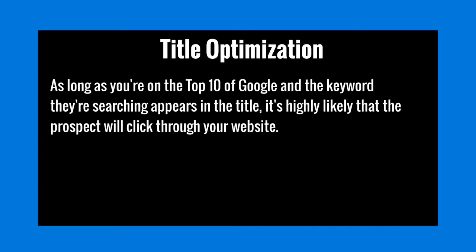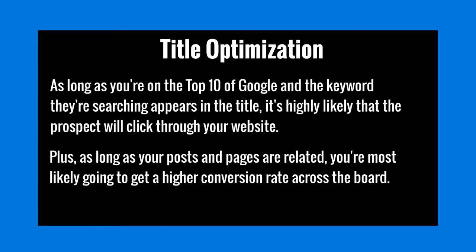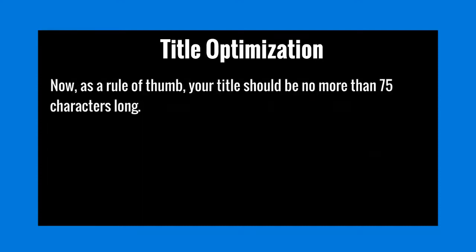So as long as you're congruent from the keyword to the title, to the post or page, to the content itself, to the call to action, to the product, everything is congruent from the beginning to the end, you're most likely going to gain the trust of the prospect, and you're most likely going to get the conversion. That's the most important thing. So as long as your posts and pages are related, you're most likely going to see a higher conversion rate across the board, like I said earlier.